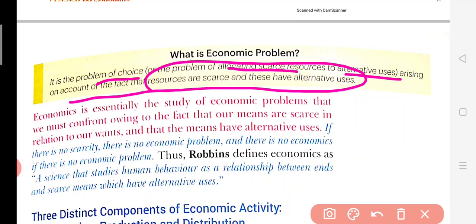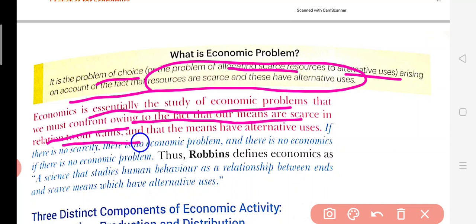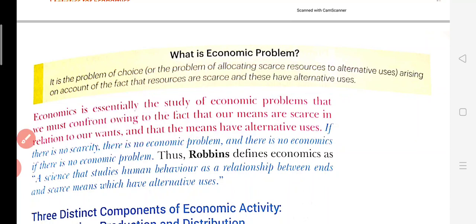So why are we allocating like this? We are deciding what can be the best, because we are dealing with this economic problem: all these resources are scarce, and second, they have alternative uses. So the economic problem is how to allocate, because it arises from scarcity and multiple choices of that good. Now, economics is essentially the study of the economic problem that we must confront, owing to the fact that our means are scarce in relation to our wants, and that the means have alternative uses. We already read this, so no need to go through it now.